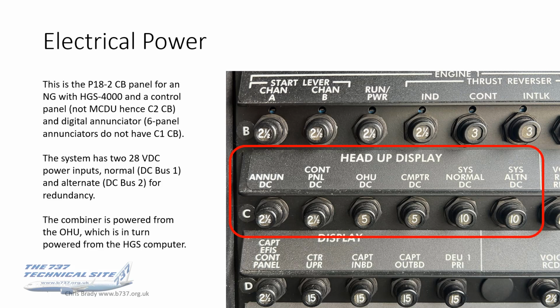There are two 28-volt power inputs, the normal and an alternate. This is for redundancy. The reason for the redundancy is obviously because the system could be used during a Cat3 approach. So it needs to have quite a high level of redundancy. Sorry, not Autoland, for Cat3 operations. The combiner is powered from the overhead unit, which is in turn powered from the HGS computer. So the HGS computer basically channels and directs all the power for all the components.